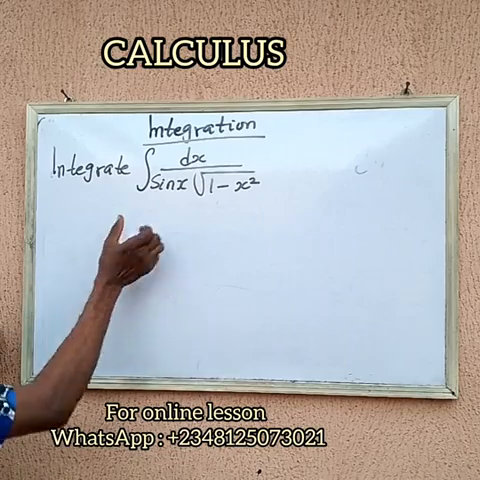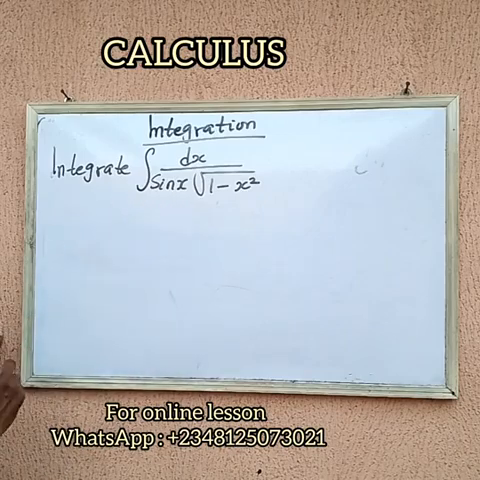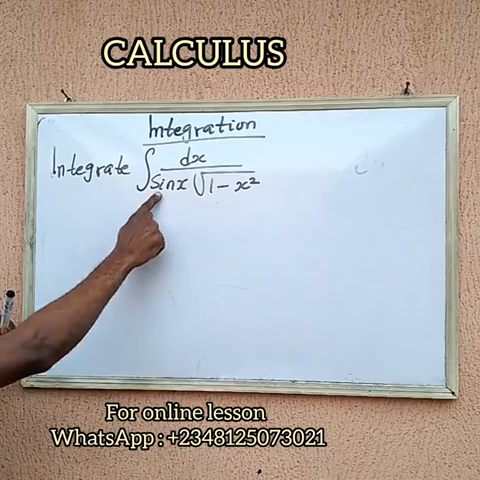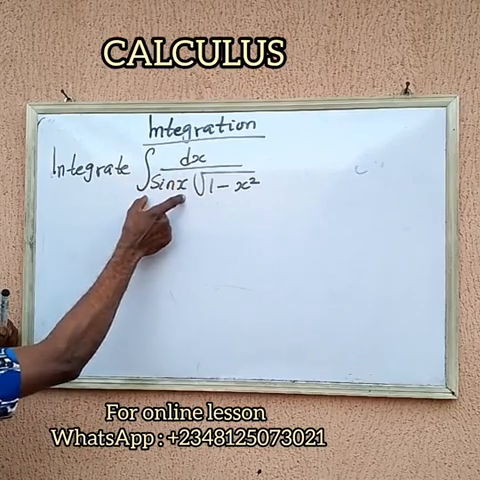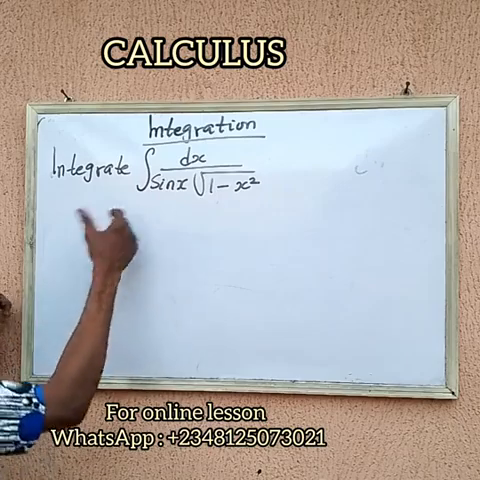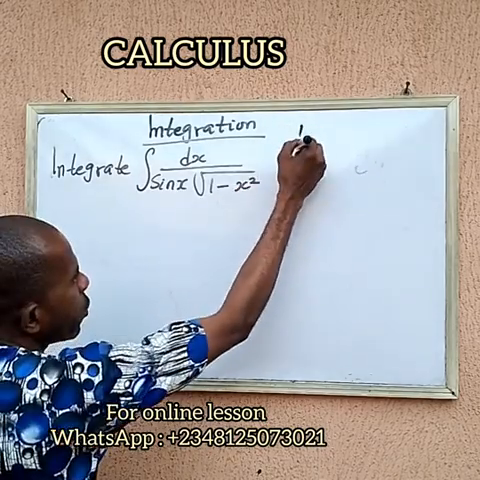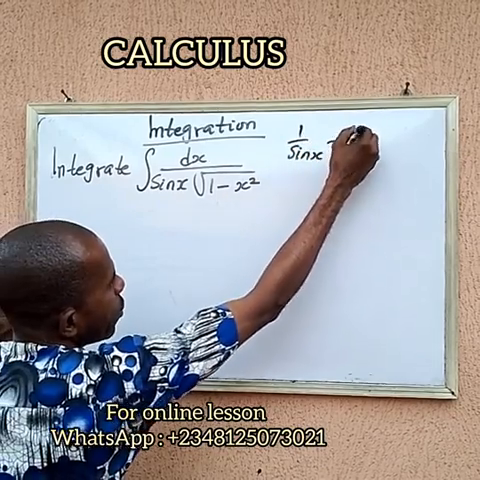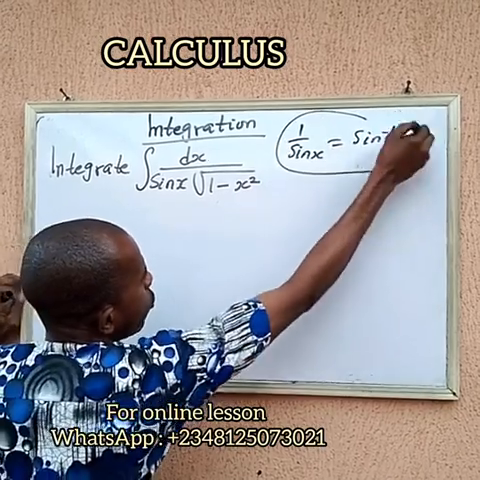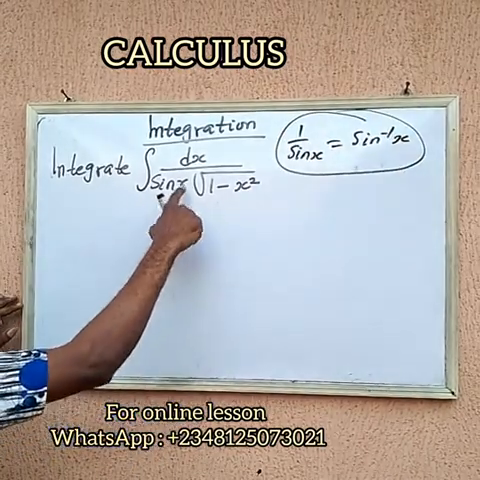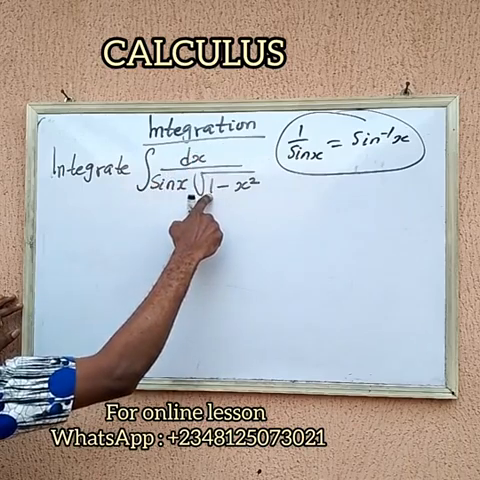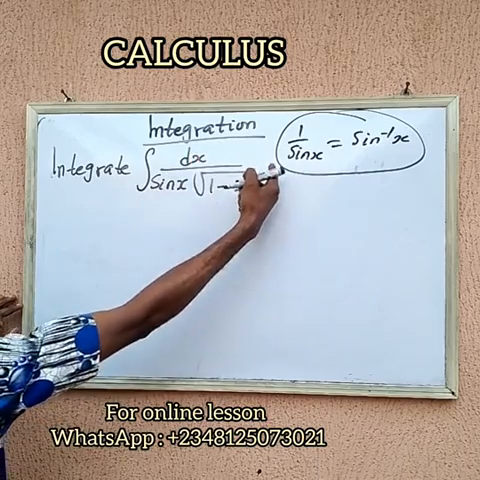What we are going to use to integrate this is substitution. And before we can do that, we are first of all going to rearrange this question. Both of them are denominators, which means 1 over sine x is sitting as sine inverse. So we are going to rewrite this, because this is sitting as 1 over sine x and also 1 over the square root of 1 minus x squared, then multiplying by dx outside here.